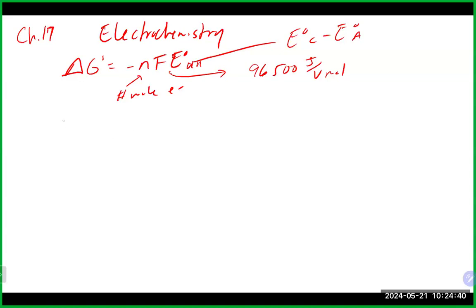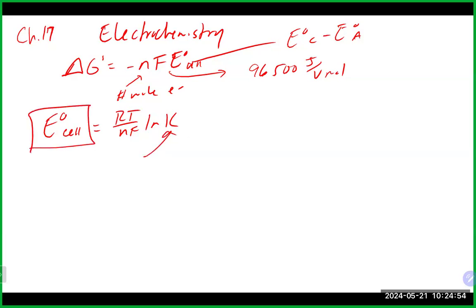We also saw a relationship between our E of the cell and our equilibrium constant, RT over nF natural log of K. So again, if you have some cell voltage, you can figure out the equilibrium constant. Also, if you know the equilibrium constant, you can figure out the cell voltage. This is from our normal galvanic cell, cathode minus our anode. Any questions on any of that stuff we were talking about previously?